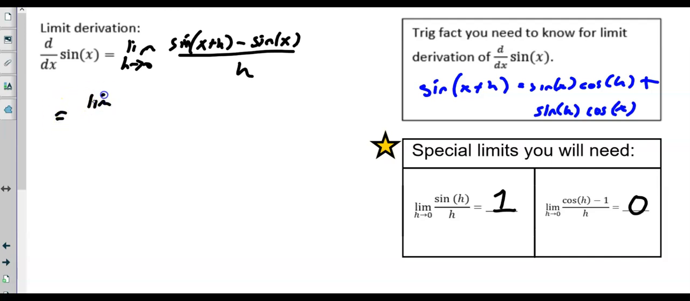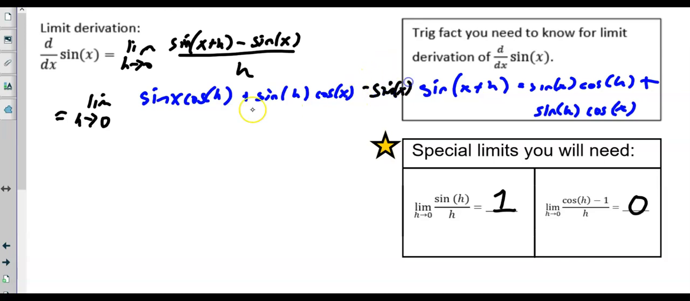I would just sit back and watch, maybe write too. The angle addition formula for the sine of x plus h is right here. So let's write that in. We have sine of x cosine of h plus sine of h cosine of x. And then we still have the minus sine x, all divided by h.